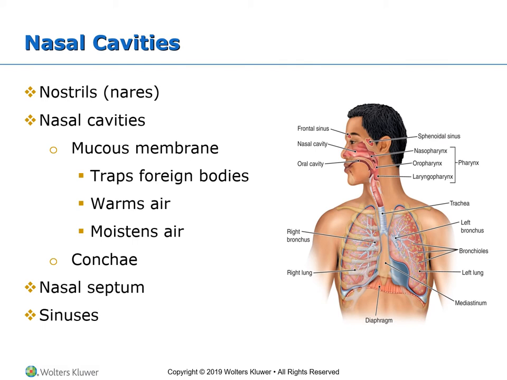Immediately inside the nostrils and somewhere between the roof of the mouth and the cranium, we have this type of space that you can observe, and it's pretty much where the nasal cavity points to. And this is the actual cavity of the nose. Those two spaces are separated by a wall, a septum. It's called the nasal septum.